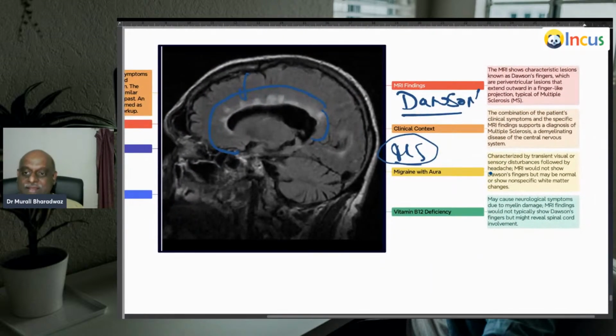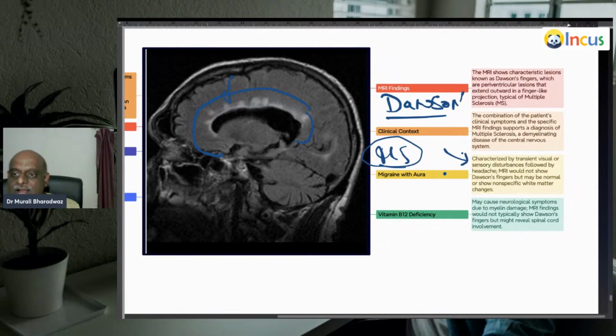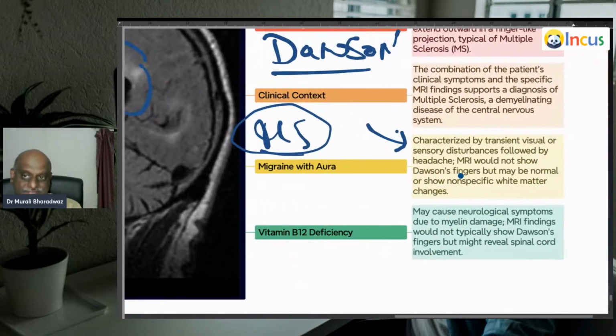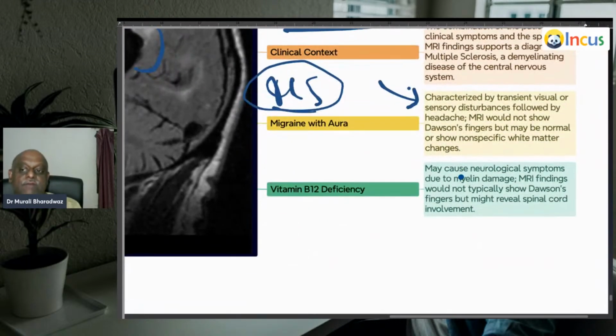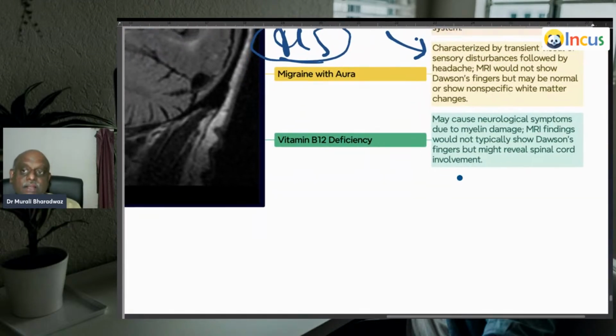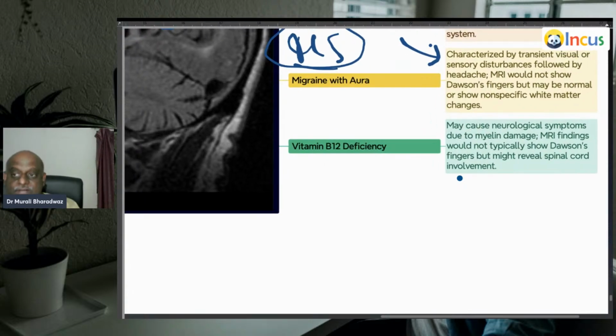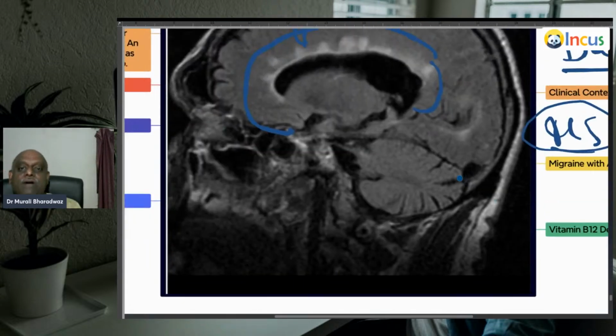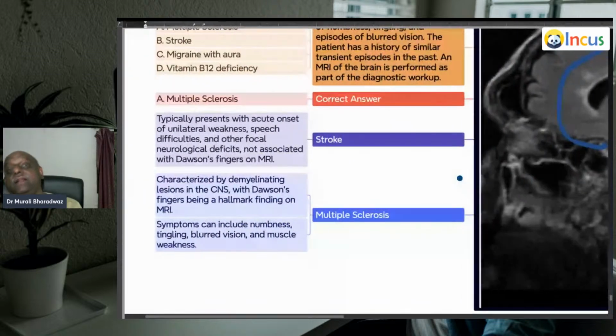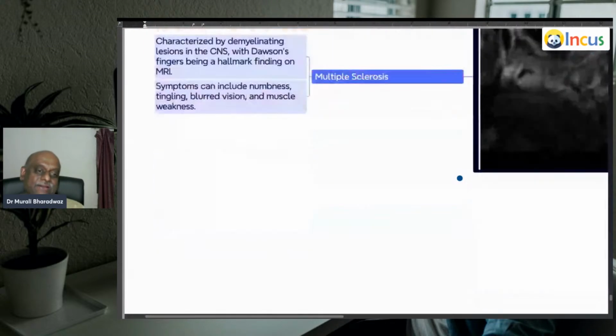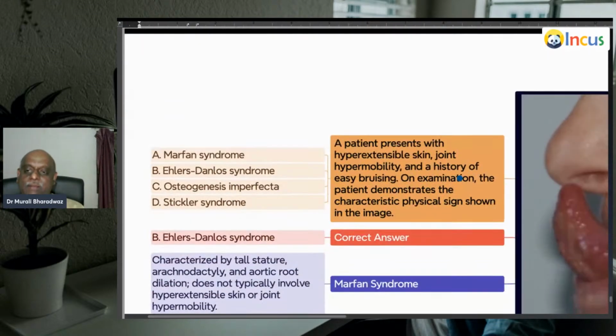If it is migraine with aura, there will be transient visual and sensory disturbances. MRI will not show Dawson's fingers. If it is vitamin B12 deficiency, typically there will be neurological symptoms, but spinal cord involvement, subacute combined degeneration of the spinal cord, will be there. So that is what you need to remember.